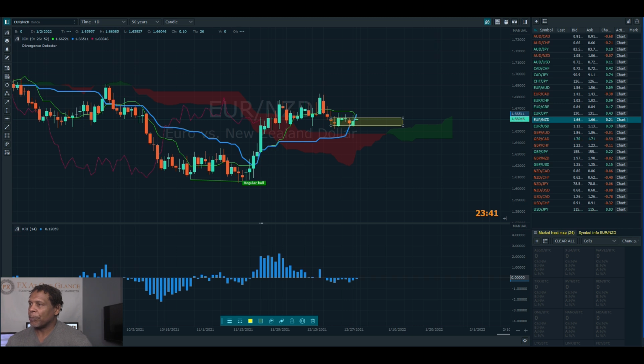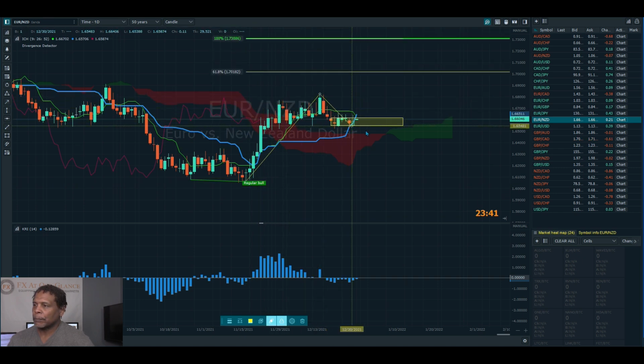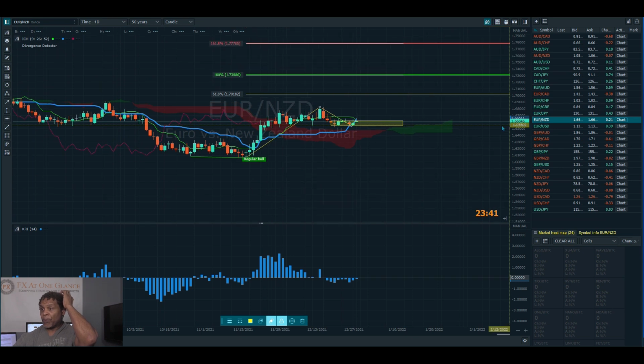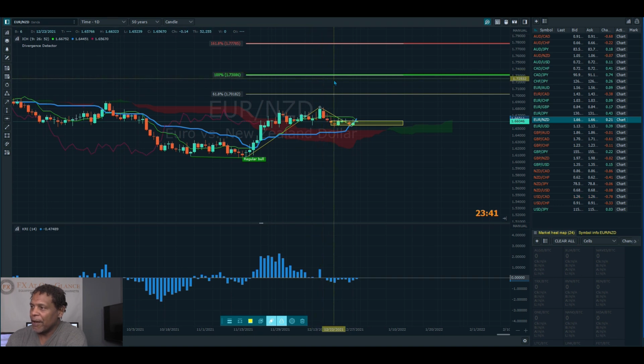And our target would be, we'd be shooting for this level way up here at 1.73086 for a 1-to-1 measured move. That's where we look for the market to take us. Now also look at this level too. It'll be a 61.8 move, 1.70182. But I shoot for this main end level.